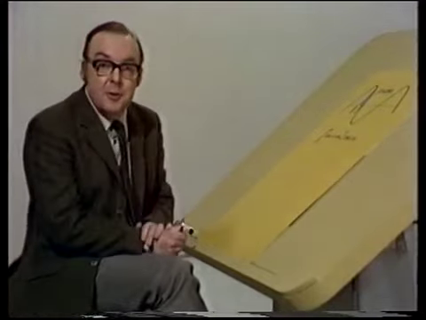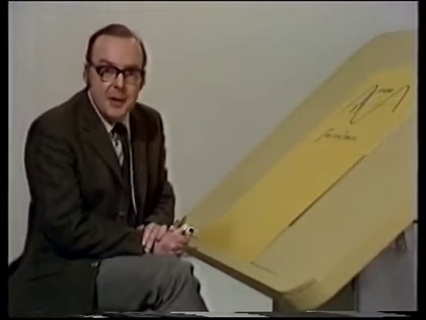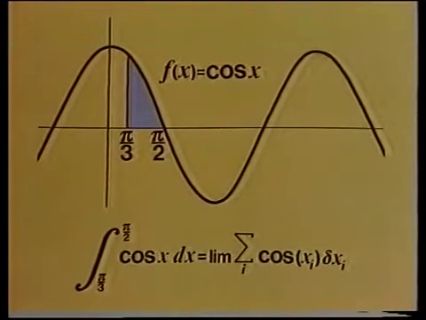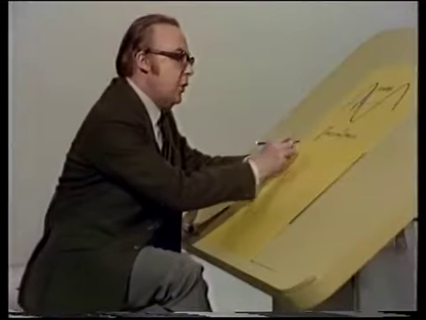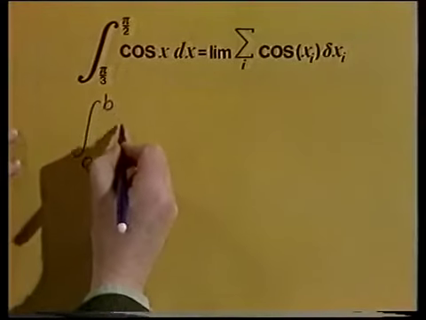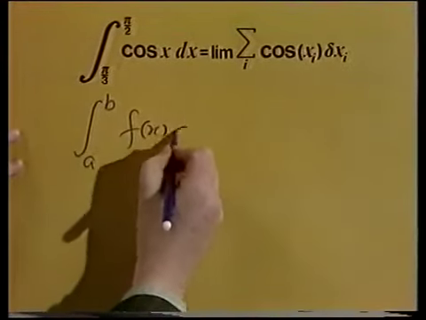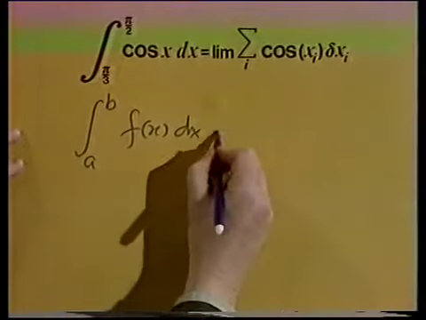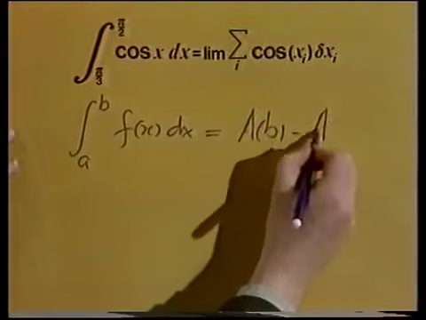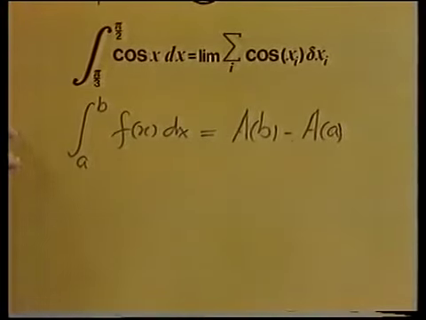Now I can use that result to solve the problem that I mentioned at the beginning of the program, the integral from pi over 3 to pi over 2 of cos x dx. And I'm not going to use this limit of a sum process. I really don't fancy that a bit. Let's look at a general integral, the integral from a to b of f of x dx. How would you work that out? Easy. A at b minus A at a, provided that we can find capital A.